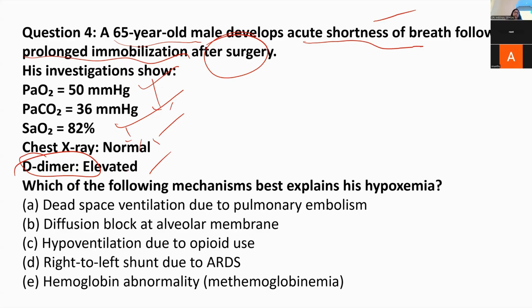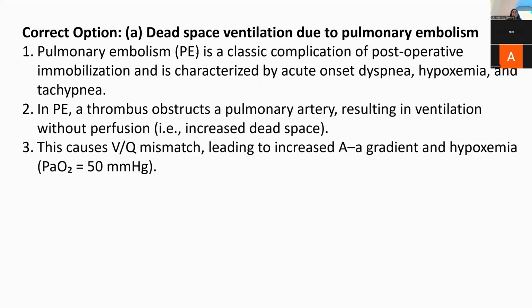So let us have a condition where we are having elevated D-dimer, means we are probably dealing with what? Pulmonary embolism. So which of the following mechanisms will explain this hypoxemia? Dead space ventilation due to pulmonary embolism. This is the answer. So this is dead space ventilation due to pulmonary embolism.